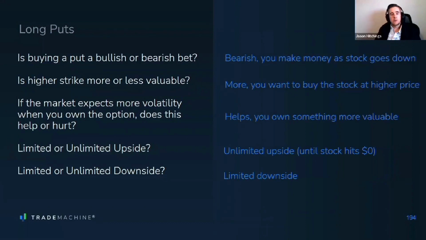So you want the stock to go down when you own a put. The higher strikes are more valuable because you can sell the stock at a higher price. When you own an option, if the market starts expecting more volatility, that makes the option more valuable. And you have unlimited upside with a put and limited downside.